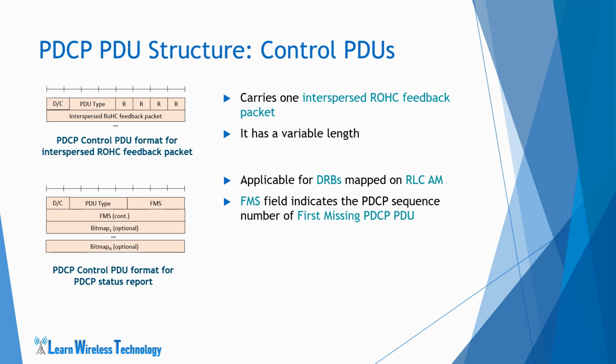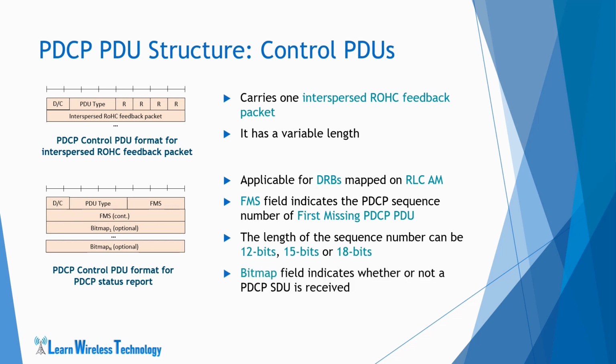The FMS field indicates the PDCP sequence number of first missing PDCP PDU. The length of the sequence number can be 12 bits, 15 bits or 18 bits. Accordingly, the length of FMS field can also be of 12 bits, 15 bits or 18 bits. The bitmap field has variable length and it indicates whether or not a PDCP SDU is received. The bit when set to 0 indicates the PDU is missing, and when set to 1, it indicates the PDU is received and does not need retransmission.